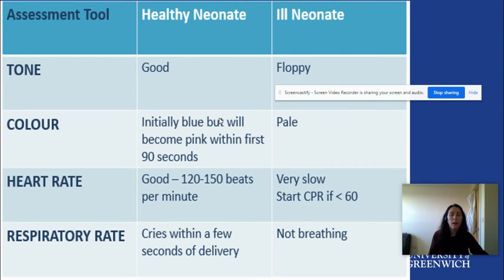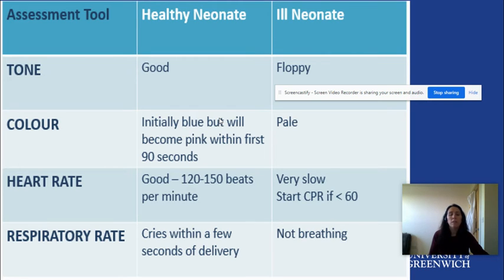So heart rate, I've called it 150, but here we have 120 to 150. That's why I said double check your resources. So some resources might say 120, some might say 150. And again, if it's really, really slow, you might need to start CPR.